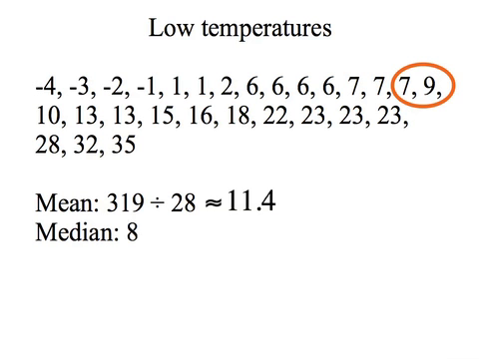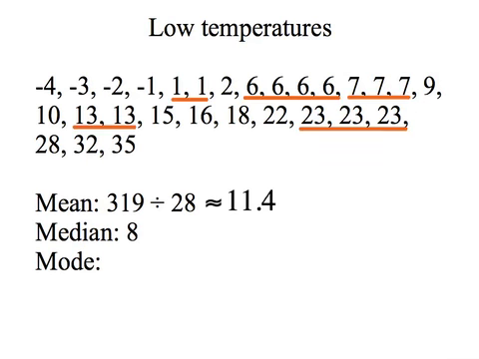The median is 8. And now for the mode, I'm going to underline all of the numbers that appear more than once. And then I'm going to look at the numbers underlined, 1, 6, 7, 13, and 23, and see if one of those numbers is in there more than the rest. And of course, the 6 is in there 4 times. And while a couple of the numbers are in there 3 times, the 6 is the winner. So there's just one mode for this list. That mode is 6.